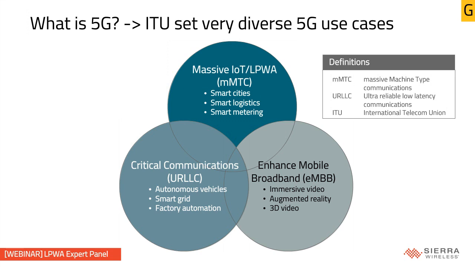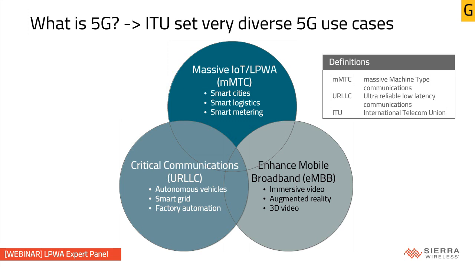And as you can see in this slide, the use cases are very diverse, but basically fit into three buckets. The one bucket, which we're talking about mostly today, is LPWA. But there's also two other buckets, one called Enhanced Mobile Broadband, and then the other one called Critical Communications, which has this ultra-reliable and low-latency communications.